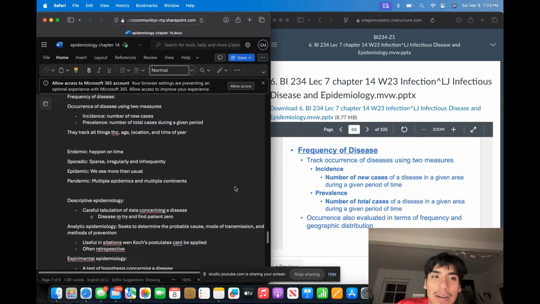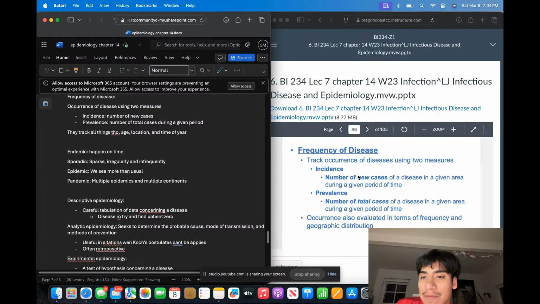Frequency of disease. Track occurrence of disease using two measures. Incidence, which is the number of new cases of a disease in an area during a given period of time. So new cases. And prevalence is the number of total cases of a disease in a given area. I don't know why he was mentioning it a whole bunch, but incidence can never be bigger than prevalence.